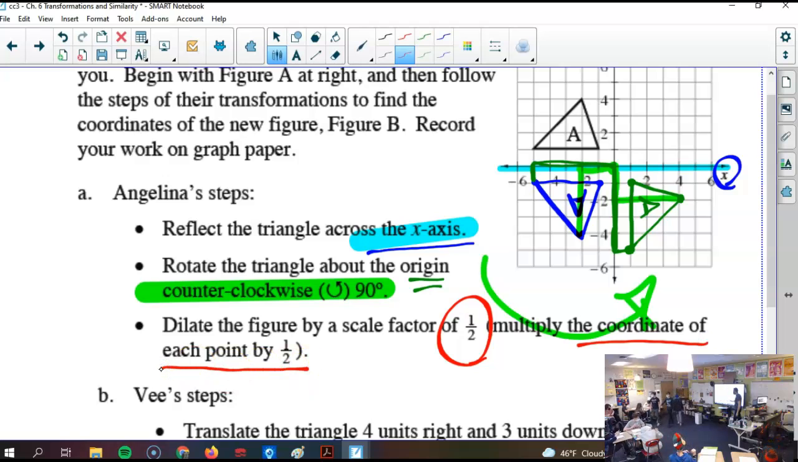Here's the issue. Some of you might have shrunk down the triangle inside of A. Not quite. Remember those lines that come from the origin? So dilate the figure by a scale factor of 1/2. My 1, -1 goes to 1/2, -1/2. My 4, -2 goes to 2, -1. And my 1, -5 goes to 1/2, -2.5.